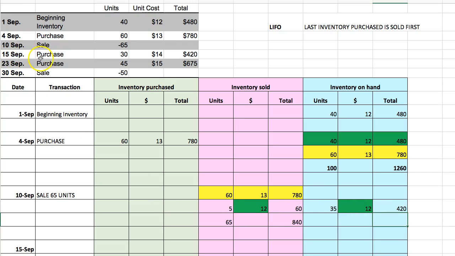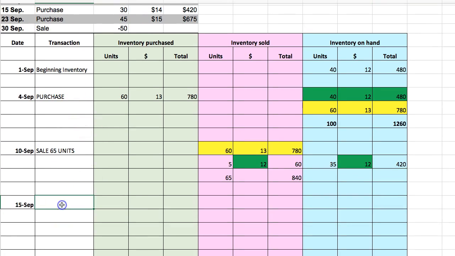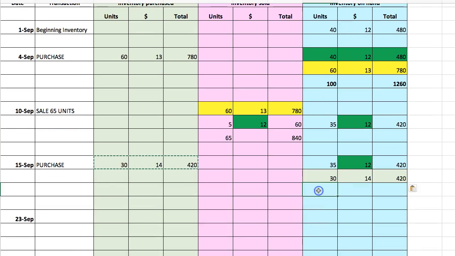Okay, going back to the question, we have a purchase and then another purchase. So I'm going to record these down. 30 times 14, we've spent $420. So I'm going to copy down my old inventory and I'm going to put my new inventory underneath. So altogether I have 65 units. Some of them cost $12, some of them cost $14, and that's $840.